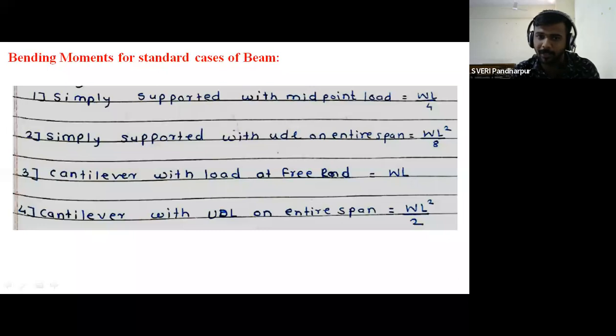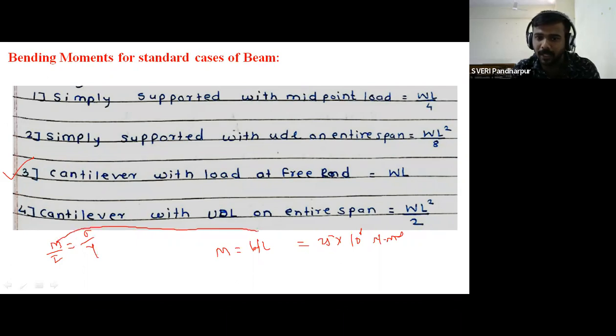Getting it? For example, if this type is given, we are using the formula M is equal to WL. For example, this is equal to 25 into 10 raised to 6 Newton mm, and this same M we put in M upon I is equal to sigma upon y. So these four formulas are also important for the slope and deflection concepts.